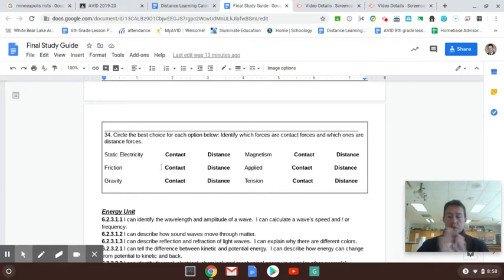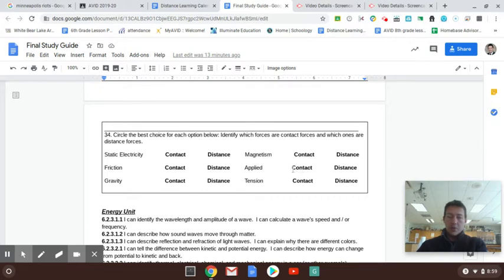Friction. Well, friction is two opposing forces rubbing together, so it's a contact force. Gravity, I sure hope the moon isn't going to touch the earth. If it does, it would be catastrophic on a cataclysmic scale. So gravity would be a distance force. It's not touching. Magnetism. Magnets can get close and they don't have to touch and they can still pull. So that's called a distance force.